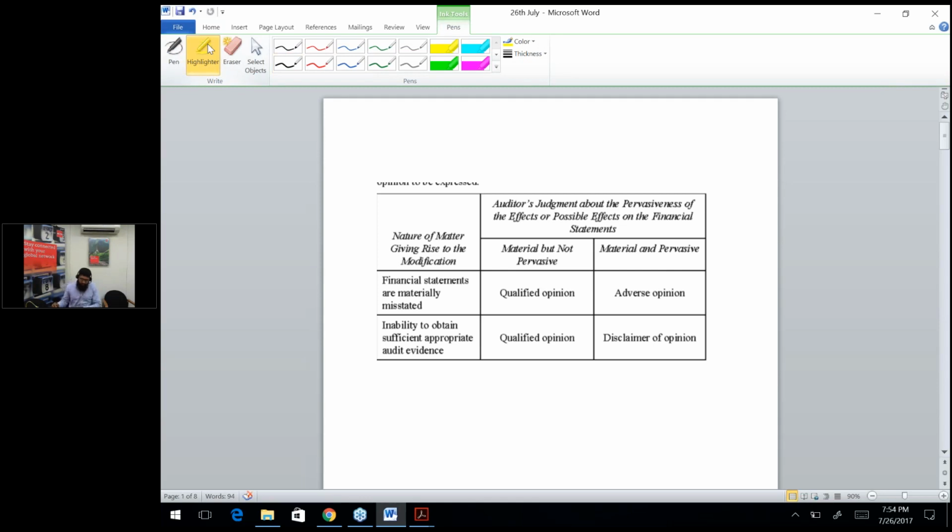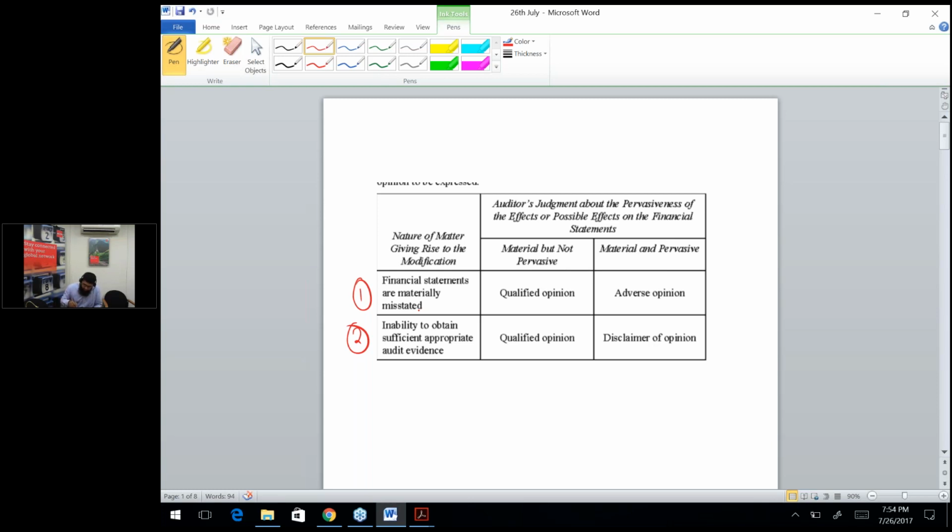Okay, so let's talk about this pervasiveness. First of all, we said that there could be two things with respect to this. One of them is that financial statements are materially misstated. The other is that you are unable to obtain sufficient and appropriate audit evidence. If we look at it, financial statements are materially misstated. What do we mean by that?